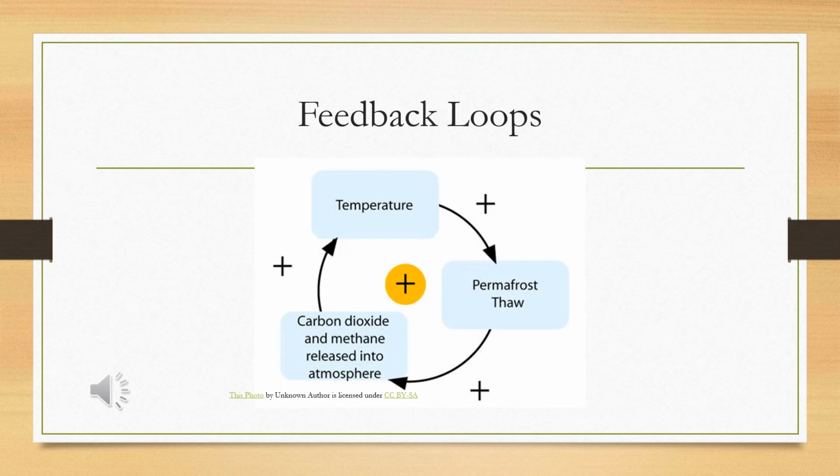So our example here on the screen is related to climate change. If you see temperature, when the temperature increases, that causes permafrost in the tundra to thaw. And when the permafrost thaws, that releases carbon dioxide and methane into the atmosphere. Well, carbon dioxide and methane are both greenhouse gases that cause more heat to be trapped on Earth, which causes the temperature to go up some more, which causes more permafrost to thaw, which causes the release of more carbon dioxide and methane, and so on. So it creates this loop where the one component causes the next to increase, which causes the next one to increase, and so on, and it creates this cycle of increasing.